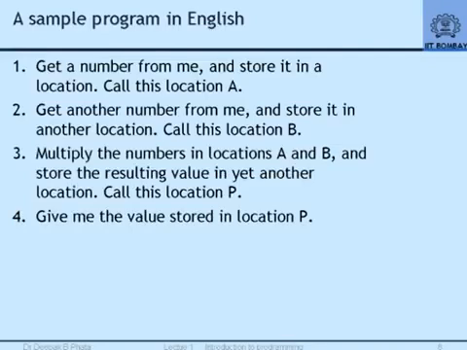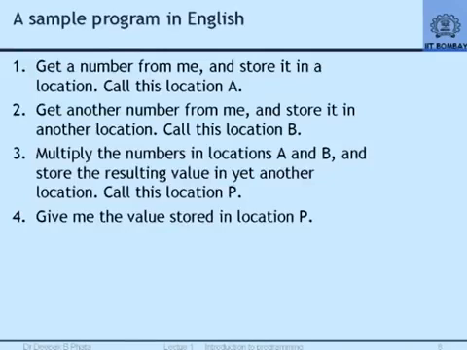Here is a sample program in English language. We presume that the computer understands English for the time being. Let's read these instructions. Number 1, get a number from me and store it in a location. Call this location A. I am saying that when you take a number from me, put it in a location, call it A, because whenever I later on refer to A, I will mean this location. The second instruction says get another number from me, because I am writing a program to add two numbers. Get second number and put it in another location, call it B. Oh sorry, I am not adding numbers. What is it doing? I say multiply the numbers in location A and B. Very good. So it's a program to do multiplication.